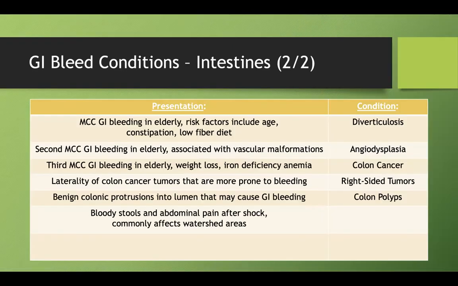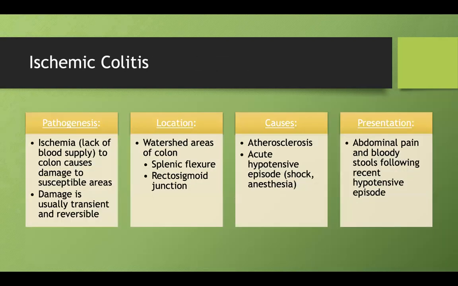How about bloody stools and abdominal pain that might occur after somebody's had a shock-like episode? It usually affects the watershed areas, like the splenic flexure and the rectosigmoid junction. So we're talking here about ischemic colitis, where again, you have bloody stools. Just remember, they're always going to give you some sort of recent hypotensive episode if they want you to pick this. And they really like you to know the watershed regions that we talked about earlier in this lecture.